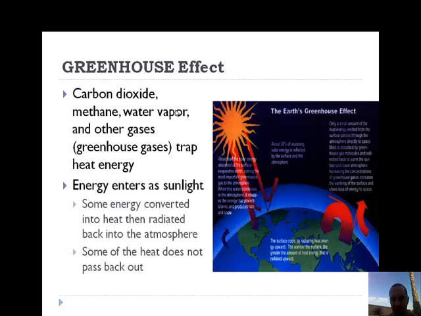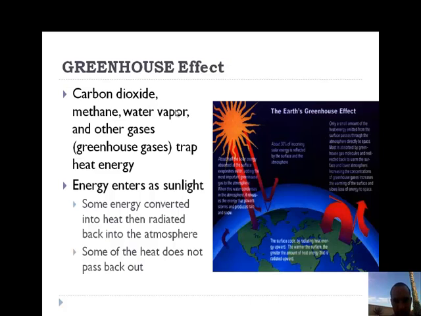A lot in the current news you hear about global warming. If you were to go back 10 years, people talked about the greenhouse effect. So I'm going to start with the greenhouse effect, which is a couple of different things that are going to trap heat in the Earth's atmosphere: carbon dioxide, methane, water vapor, and other gases. They trap heat energy from the sun.